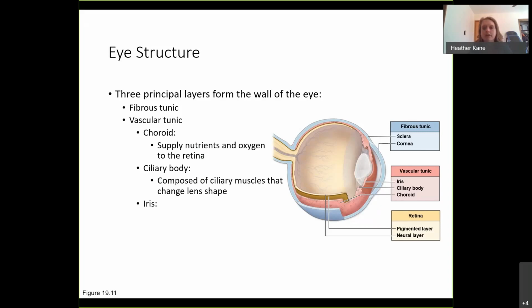So then we also have the iris. The iris is going to be that pigmented part of that anterior eye. And the iris is a muscle. This is that internal muscle that is located within the eye, intrinsic muscle. And this muscle is going to control the amount of light that enters the eye. Really, it's going to control the amount of light that enters the pupil.